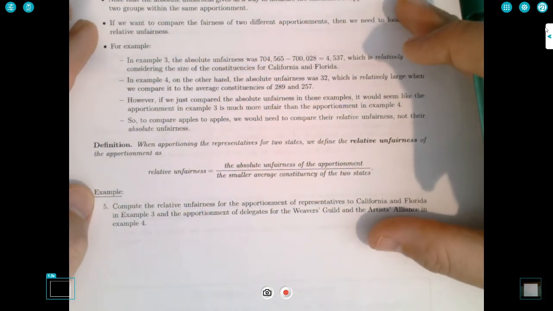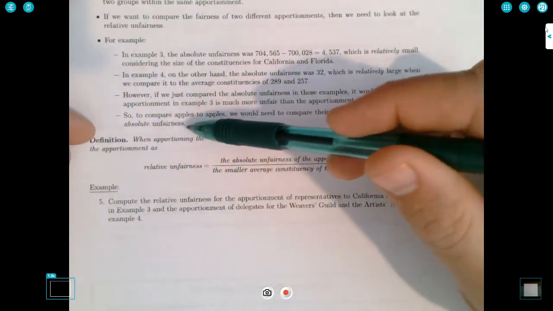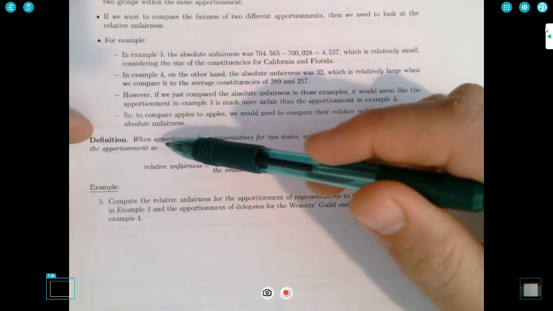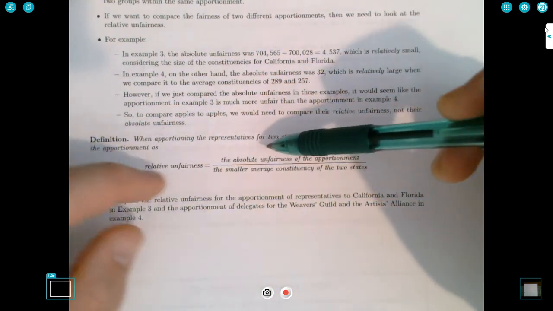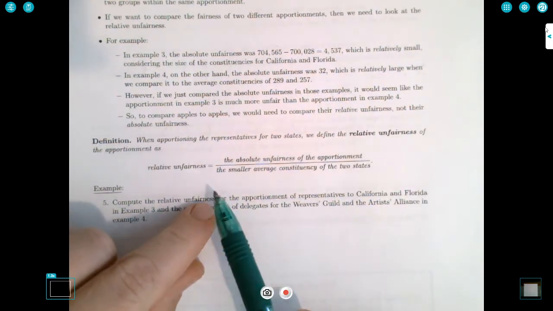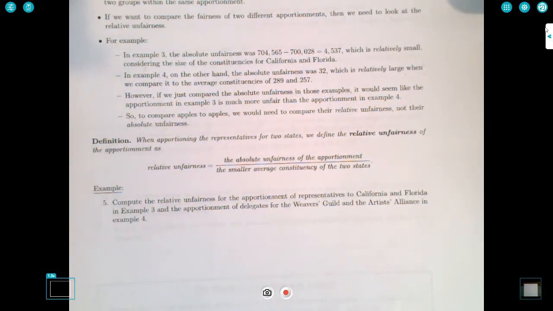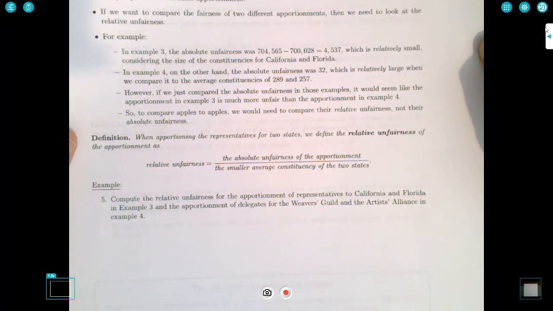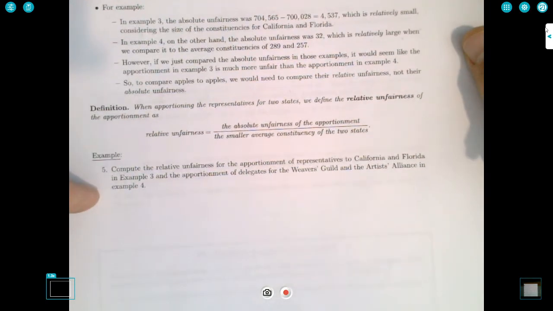And here's how we do that. When apportioning the representatives for two states, we define the relative unfairness of the apportionment as the absolute unfairness divided by the smaller of the average constituencies of the two states. So for example, let's compute the relative unfairness for the apportionment of representatives to California and Florida in example 3, and the apportionment of delegates for the Weavers Guild and Artists Alliance in example 4.